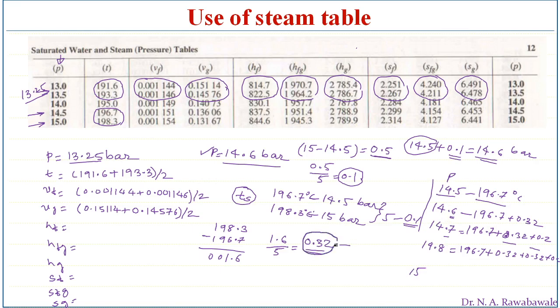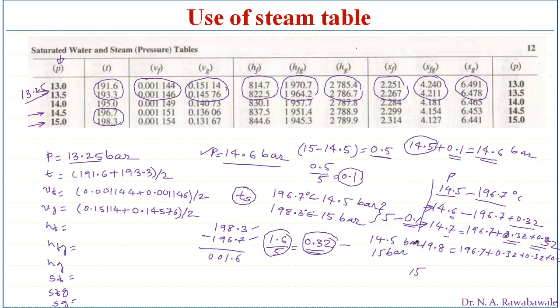How do we get 0.32? First we take the difference between the higher value and the lower value, then we divide it into 5 divisions. Then how many divisions are we going ahead of 14.5? At 14.6 it means one division, so we add only 0.32. If we want to find out at 14.7, then two divisions, so we add 0.32 twice, and we get the value at 14.7 bar. Like this we add the value of each division to interpolate between 14.5 and 15 bar. This is what we call interpolation.